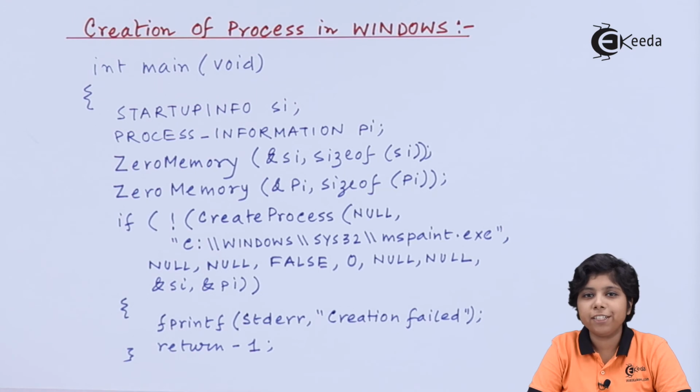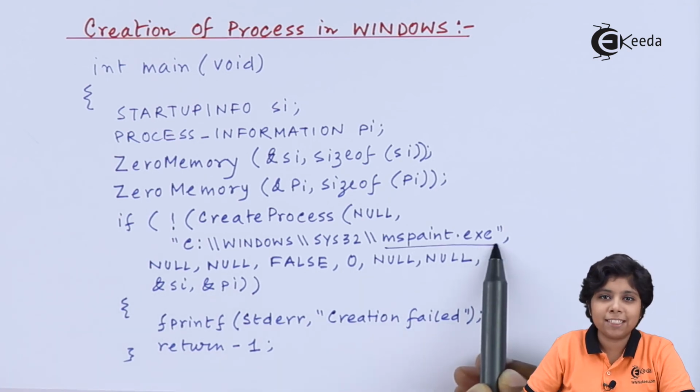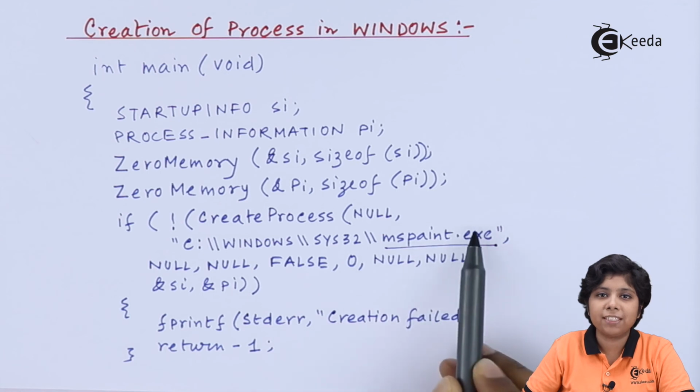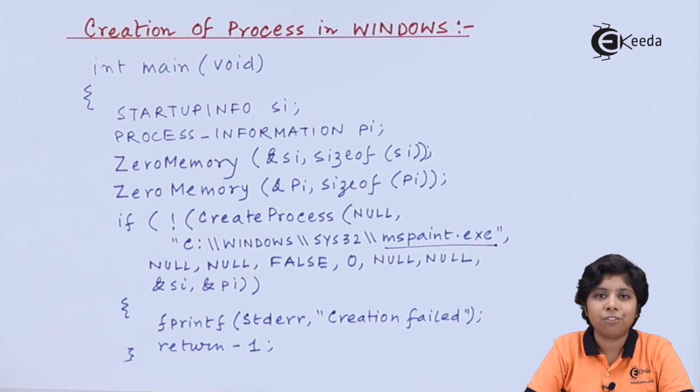Now here we are using the CreateProcess command to create the actual child process. As we have mentioned, there are at least 10 parameters in the CreateProcess command. The first two parameters are the process name and the command line. If the process name is null, then the command line will determine which process is going to be executed. Here we are executing the mspaint.exe process. The mspaint.exe and its directory path name are given here in the command line.